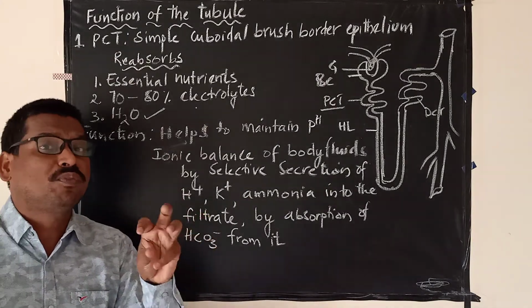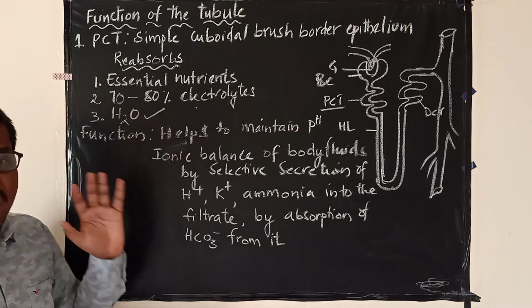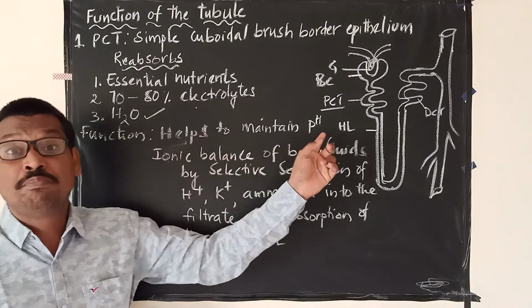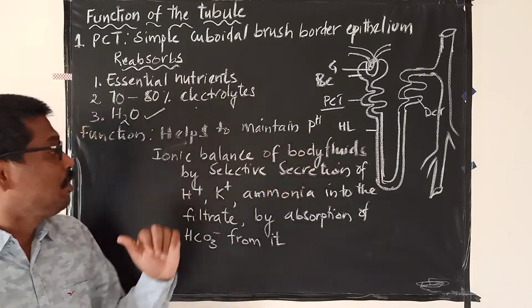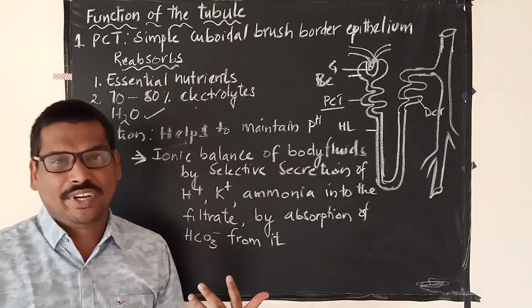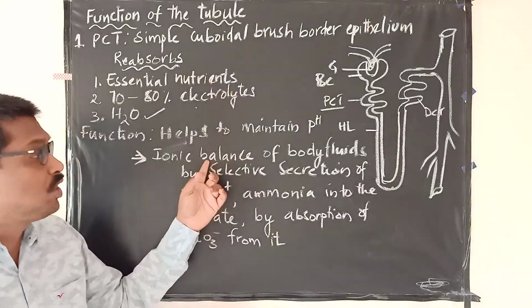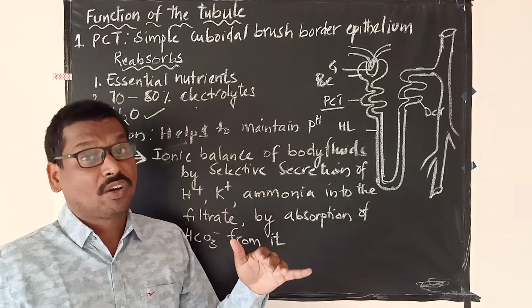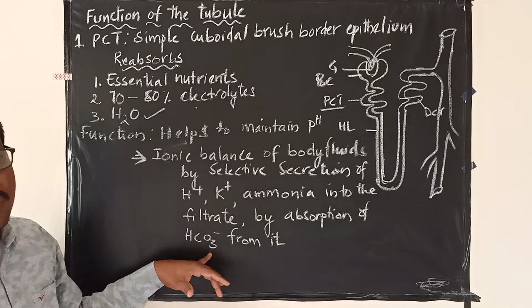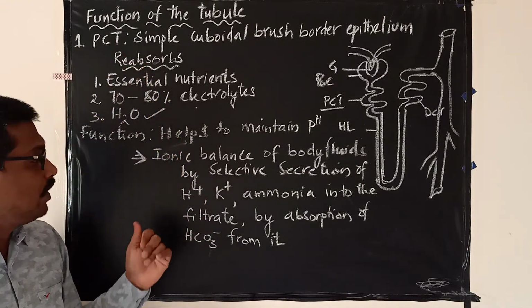So we have to keep in mind what is reabsorbed from the proximal convoluted tubule. Now, what is the function of reabsorbing all these substances? It helps to maintain pH and also the ionic balance of body fluids. Please remember, pH is very important and it should maintain the ionic balance of the body fluids. The concentration of the body fluids should neither increase nor decrease. That is possible with the reabsorption of these substances through the proximal convoluted tubule.